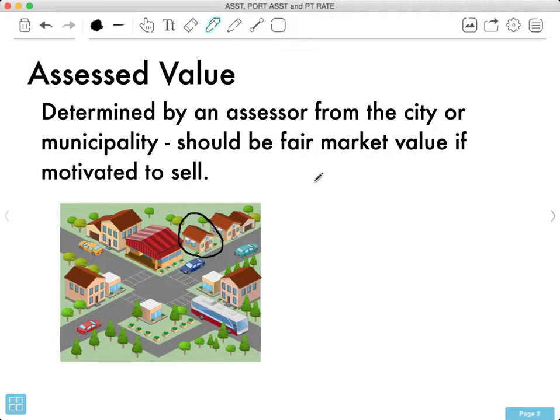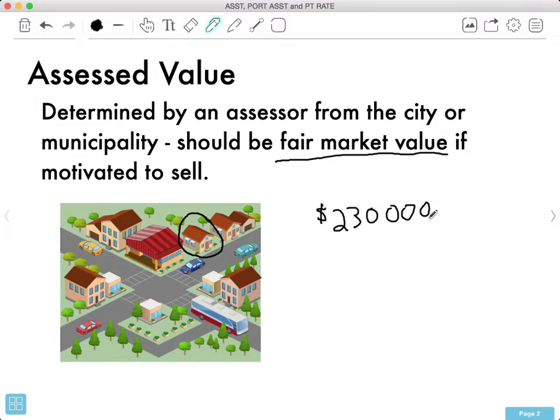And then they're going to come up with a price that they think is fair market value, which means if you were motivated to sell, say you got a job in another city and you had to move in a month and you had to sell your house right away, the number they come up with should be the amount of money that you would be willing to sell your house for if you were motivated to sell. Okay, so for this property here, let's say the assessor comes by and says it has a fair market value of $230,000.